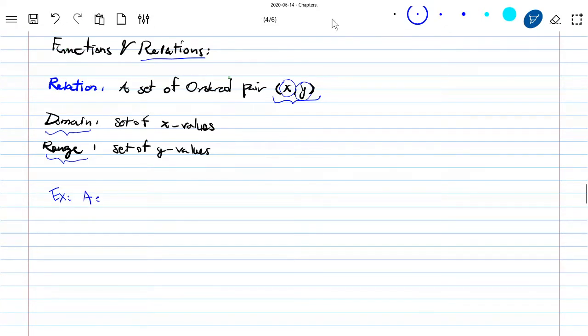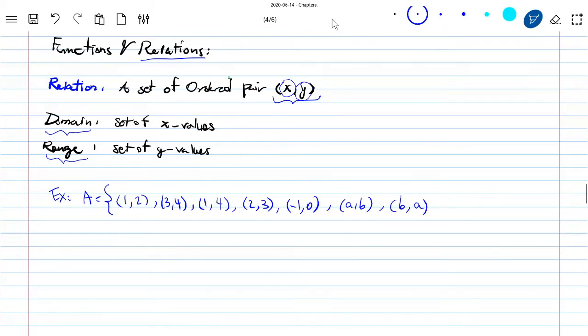Let's say we have a set A, and this is the notation for a set, normally with these brackets. So something like (1, 2), (3, 4), (1, 4), (2, 3), (-1, 0), (A, B), (B, A), (C, D). It doesn't really matter. It could be, I don't know, star, circle, whatever you want. This is the set A.